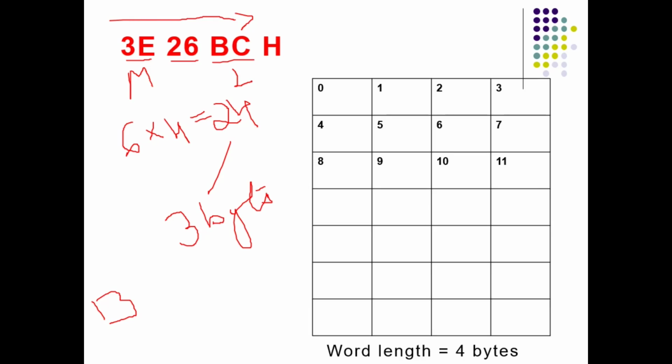Means most significant byte first, 3E. The least address available here is 0. So 3E. Then 26. Then BC, the least significant. This is the big endian format: most significant byte in the lowest available address.